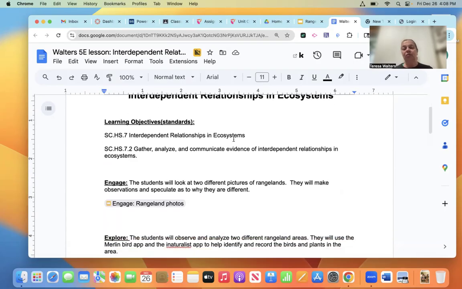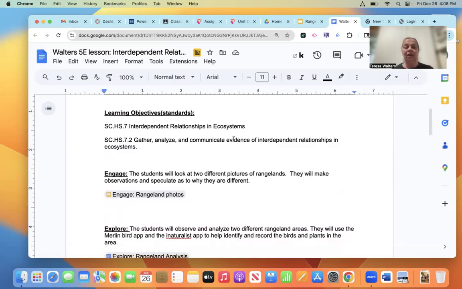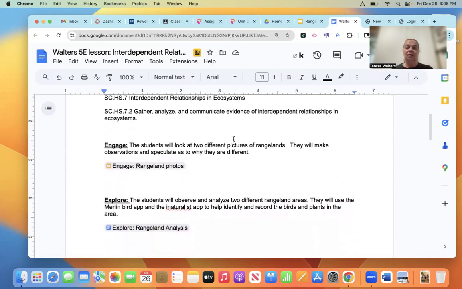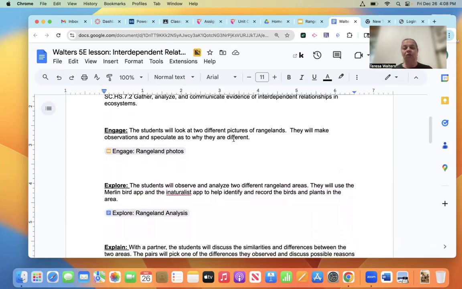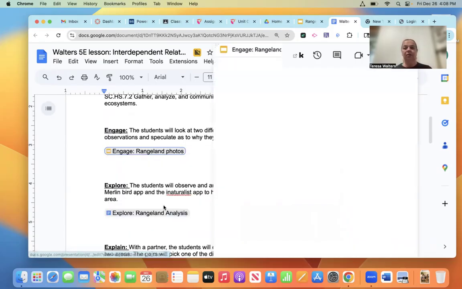I have my learning objectives there, talking about interdependent relationships and ecosystems, and to gather, analyze, and communicate evidence of interdependent relationships and ecosystems. So the engage part, the students are going to look at different pictures of rangelands and make observations and speculate about why they are different. And so I'll get that opened up here.